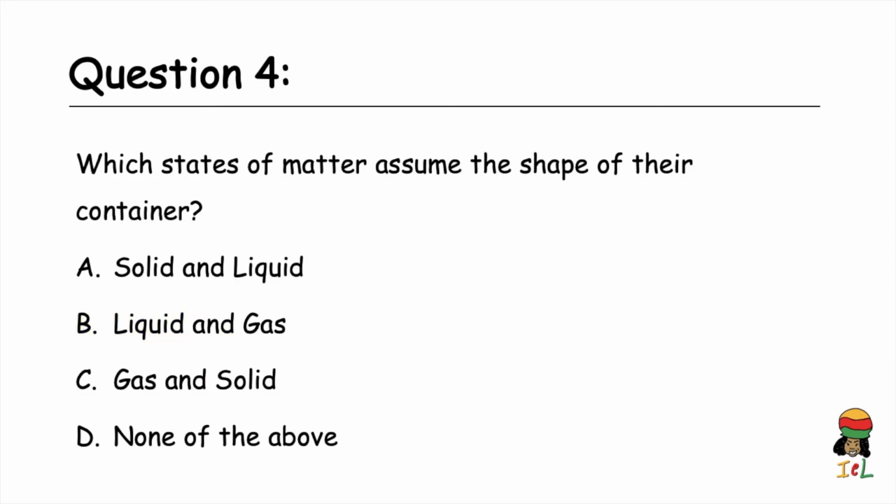Question 4. Which states of matter assume the shape of their container? A. Solid and liquid. B. Liquid and gas. C. Gas and solid. D. None of the above. And the answer, of course, is B, liquids and gases. So a liquid and a gas will take the shape of their container.